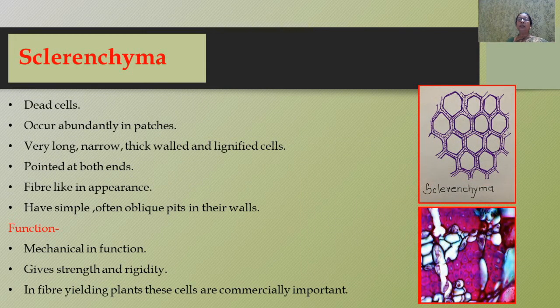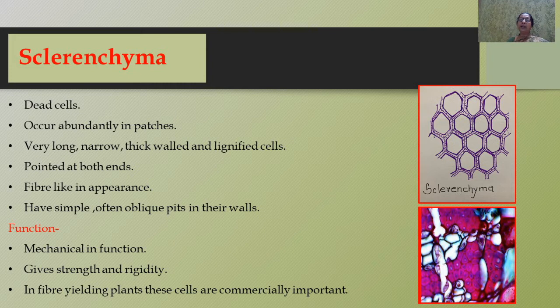Sclerenchyma is the third type of simple tissue, but here the cells present in this tissue are dead cells. They are abundantly present in the form of patches. Their walls are double walled. When you see it in a longitudinal section, you will see they are long and narrow with thick walls. Their walls are lignified due to deposition of lignin material.